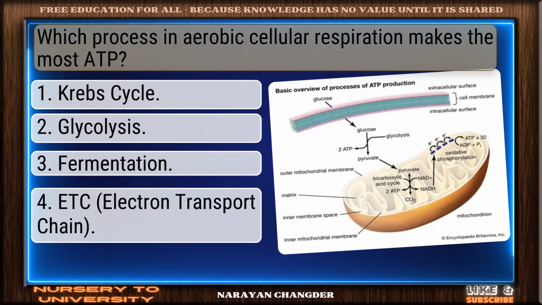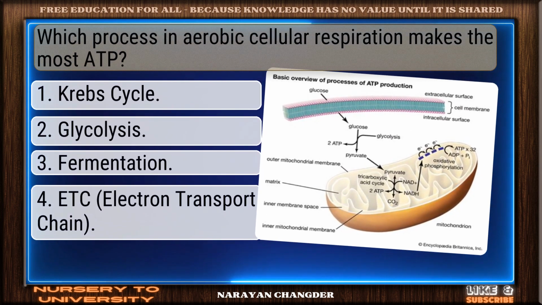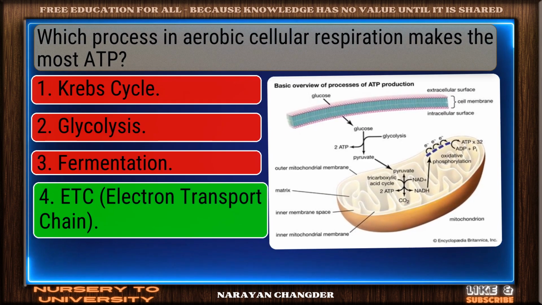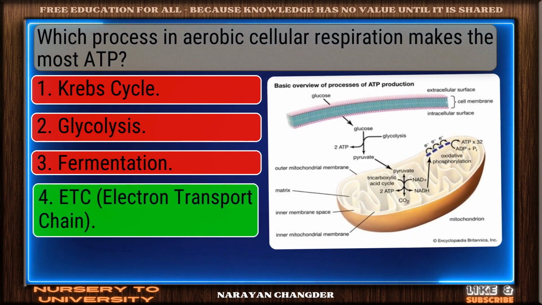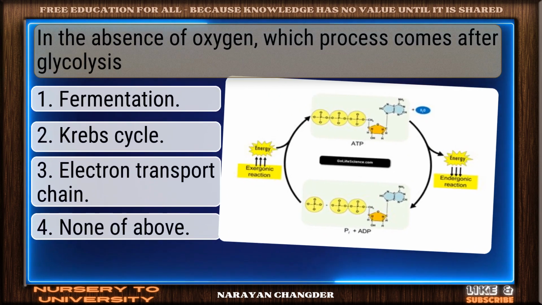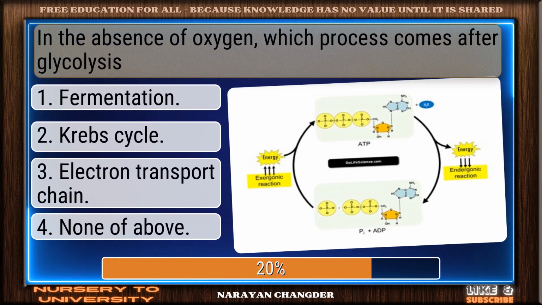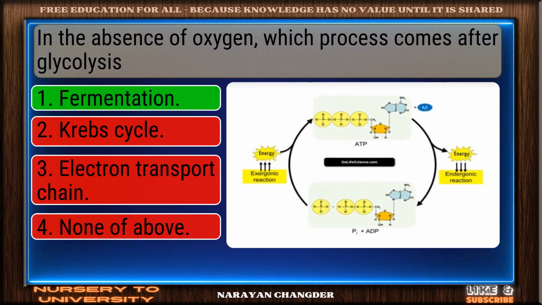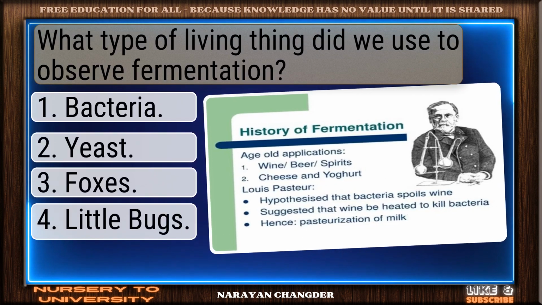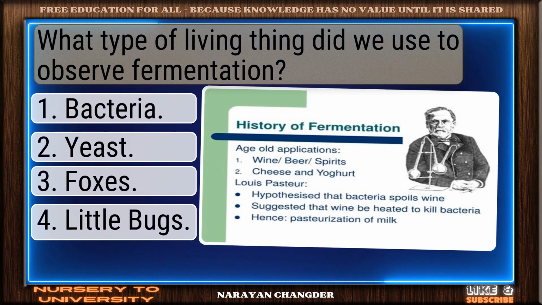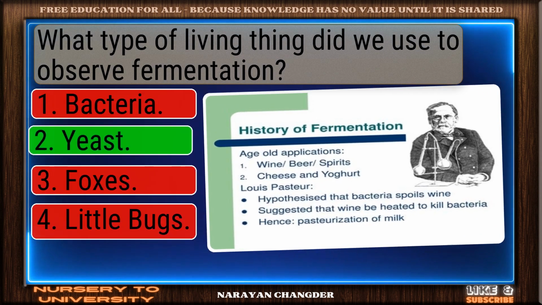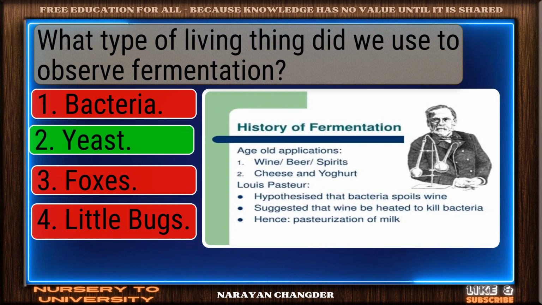Which process in aerobic cellular respiration makes the most ATP? Great thinking. ETC is the right choice. In the absence of oxygen, which process comes after glycolysis? Valid point. Fermentation is true. What type of living thing did we use to observe fermentation? Bravo. Yeast is the answer.